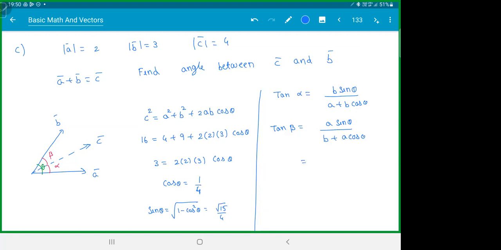Substitute here. So A's value is 2, sin theta is root 15 by 4. B's value is 3 and A's value is 2 and cos theta is 1 by 4. This will be root 15 by 2 into 3 plus half. So we get tan beta will be root 15 by 7. Check. Anyone got this? Did you guys all find theta? Yeah? Did you find this and you thought that was alpha, beta or alpha?